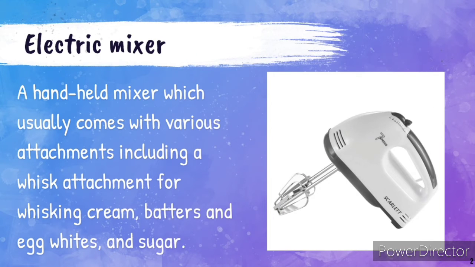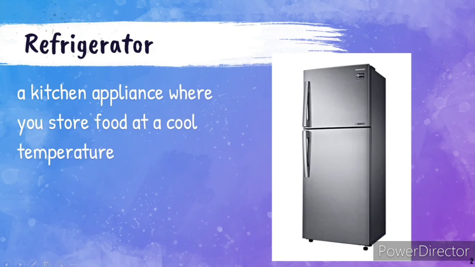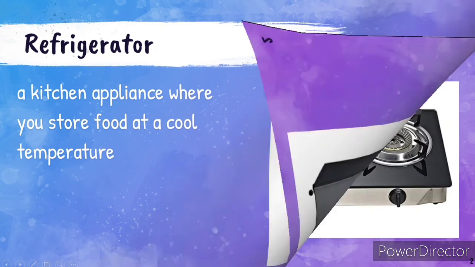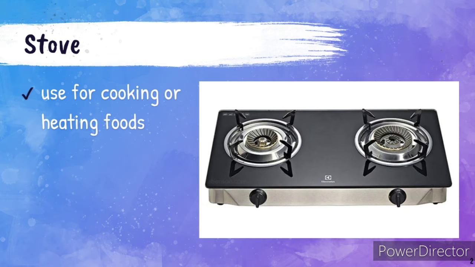Electric mixer. This one is a handheld mixer which usually comes with various attachments including a whisk attachment for whisking cream, butters, and egg whites and sugar. Then the refrigerator, a kitchen appliance where you store food at a cool temperature. Lastly is the stove. This one is used for cooking or heating foods.